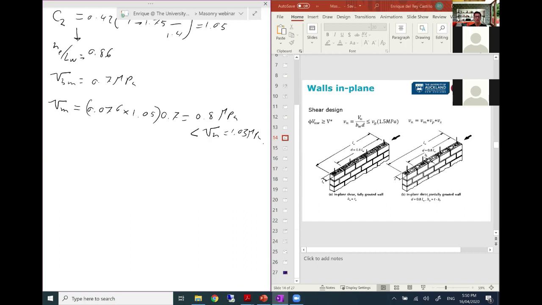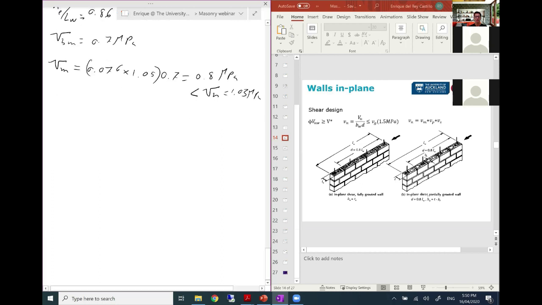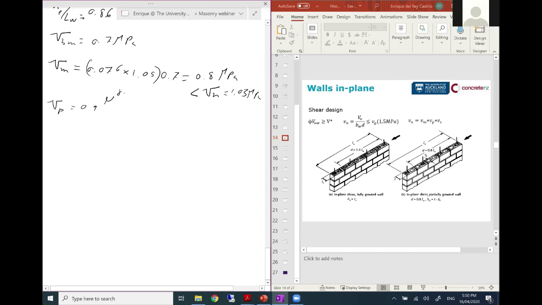If the contribution of the masonry was enough, because we have a fully grouted wall, then we would stop there, provide minimum steel reinforcement, and we're done. Let's check. I've done it on purpose, obviously, so I can show you the contribution of the axial load. So this is equal to 0.9 N star area times the tangent of alpha.